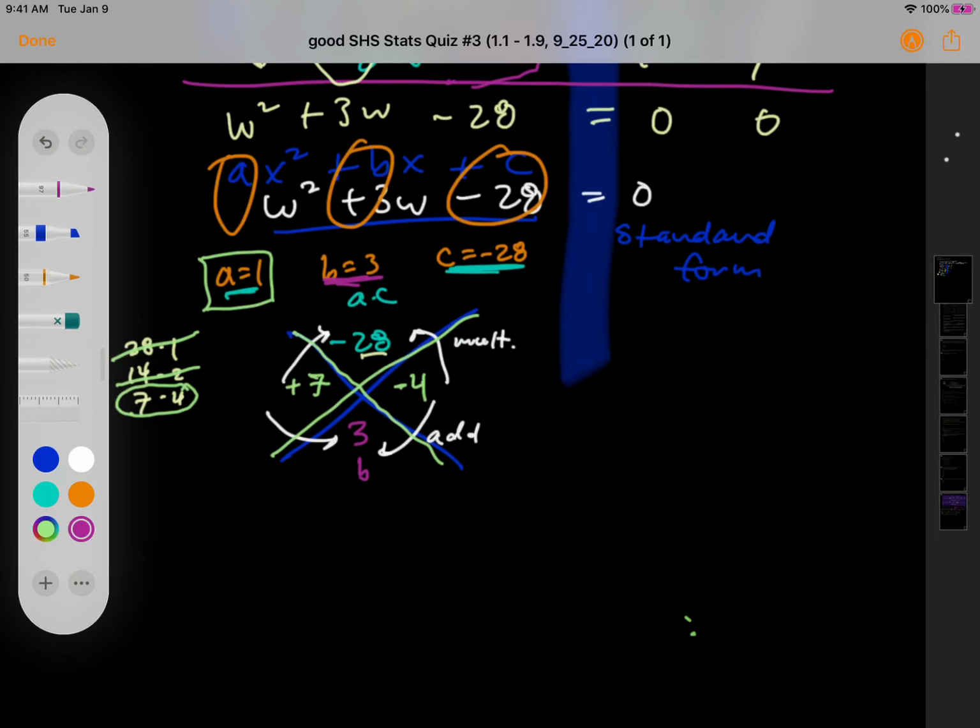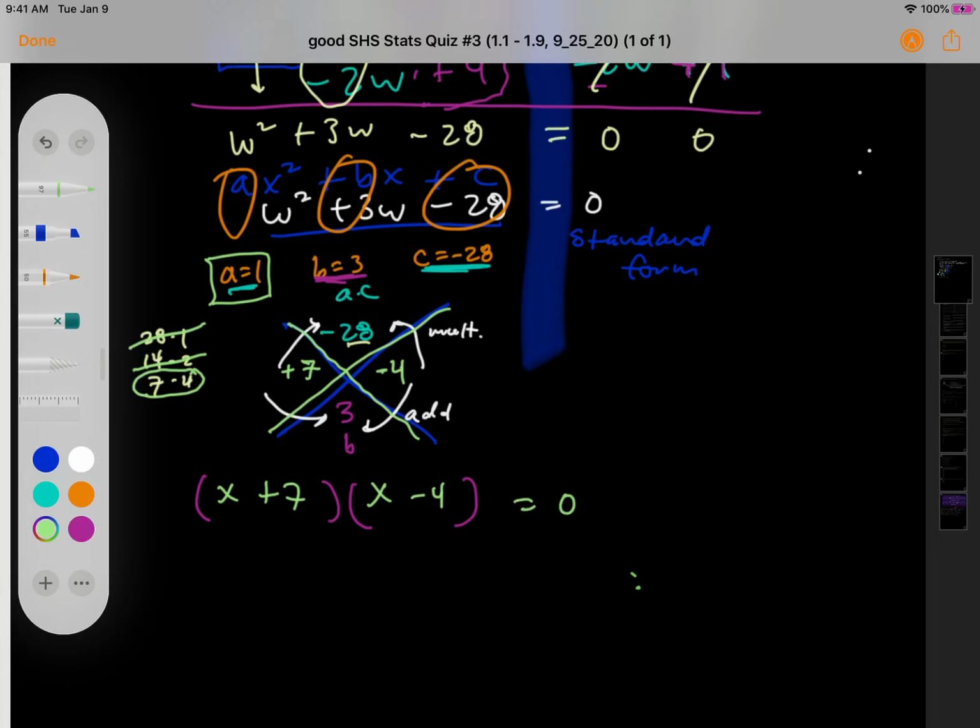Okay, why is that helpful? Watch. So I've got x plus 7, x minus 4, right? That's our factored form here, okay? Now you're going to apply something called the zero product rule. It essentially states one of these parentheses has to be equal to 0, so you just set both of those equal to 0.